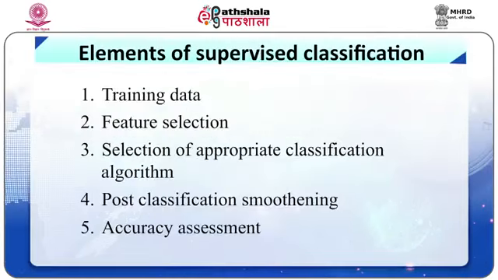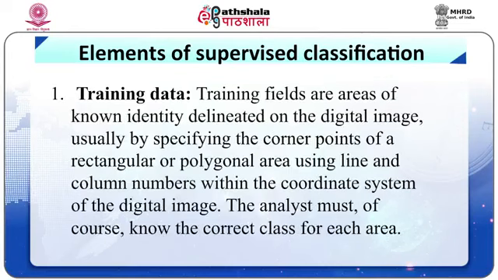Now we will discuss the elements of supervised classification, that is training data, feature selection, selection of an appropriate classification algorithm, post classification smoothing and accuracy assessment. The very first is training data. Training data fields are areas of known identity delineated on the digital image, usually by specifying the corner points of a rectangular or polygonal area using line and column numbers within the coordinate system of the digital image.